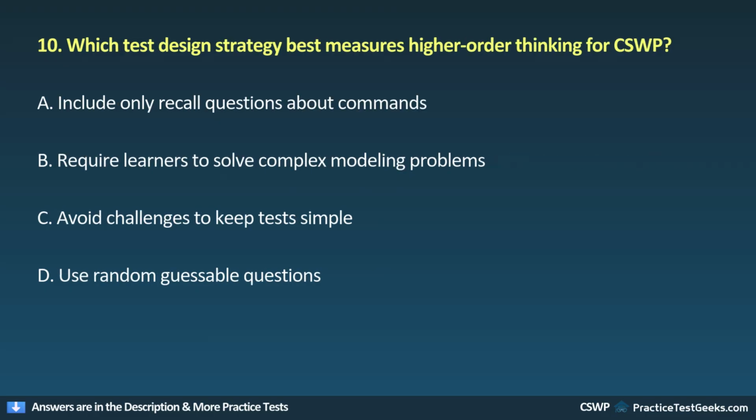10. Which test design strategy best measures higher-order thinking for CSWP? A. Include only recall questions about commands. B. Require learners to solve complex modeling problems. C. Avoid challenges to keep tests simple. D. Use random guessable questions.